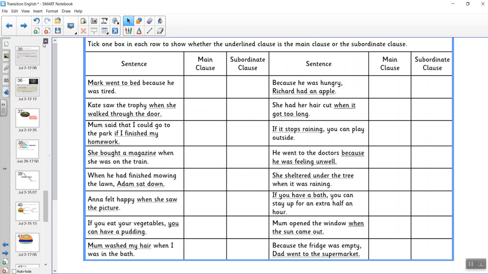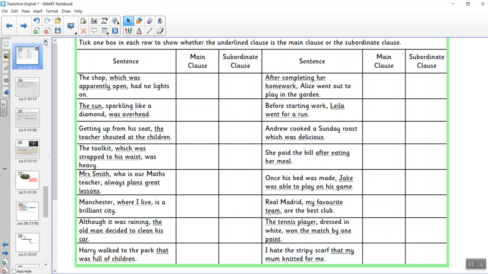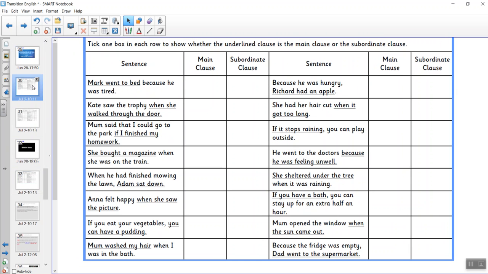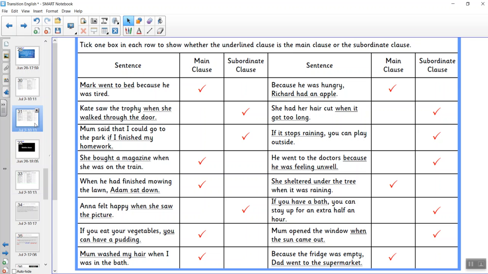Okay, you've had a go at that one. So let's have a look. This is the activity you were doing. So let's have a look at the answers. How did you get on? Were there any there that were a little bit tricky? Just have a look through. I'm hoping you did a really good job with those. You can see the subordinating conjunctions, and that should have helped you to work out whether it's a main clause or a subordinate clause.